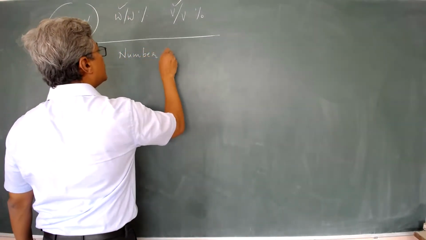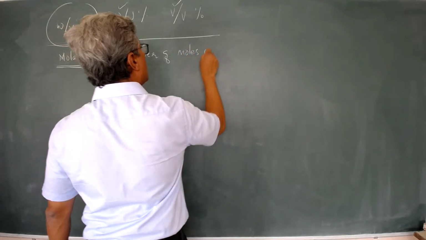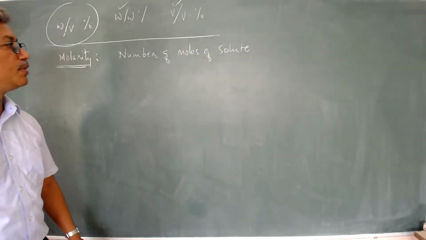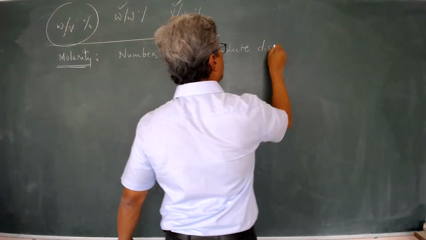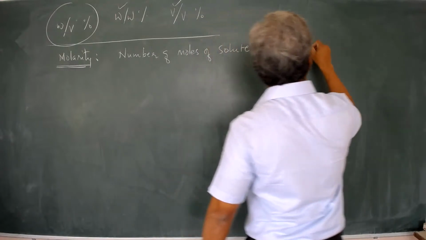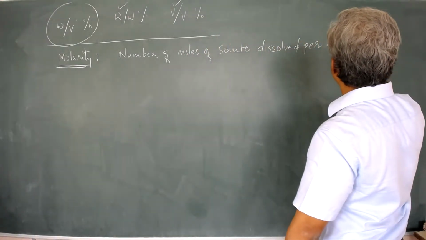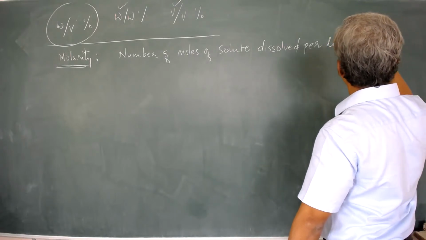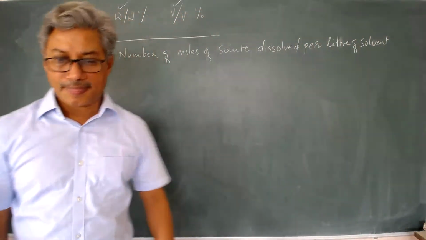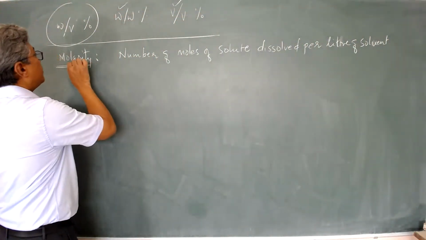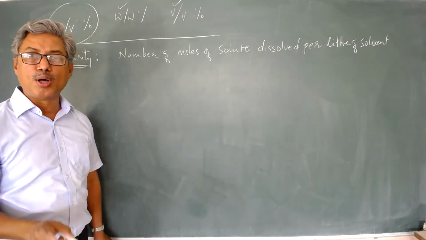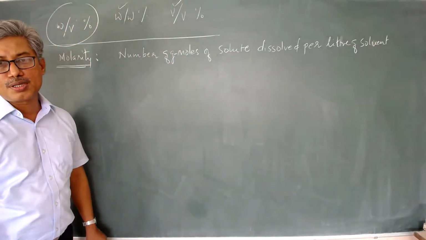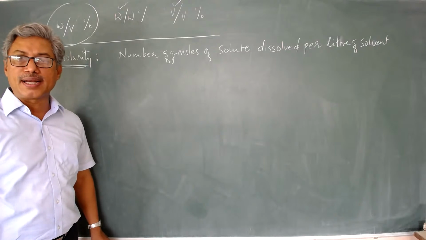Molarity means number of moles of solute dissolved per liter of solvent. Molarity is number of, better call it, gram moles of solute dissolved per liter of solvent.